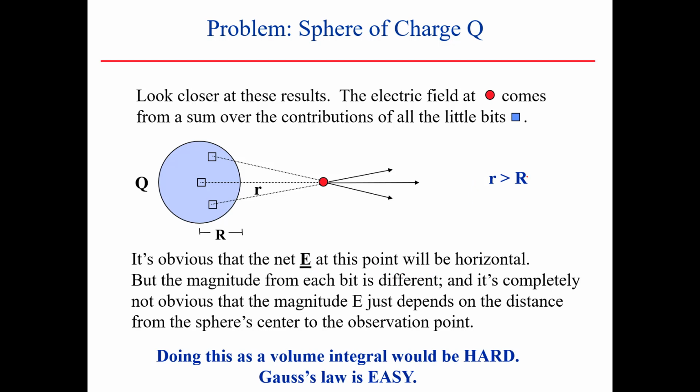So the same with the line charge that we considered last time, class, the y components cancel out. What remains is the electric field along the x component, the horizontal line. So the magnitude from each bit is different, and it's completely not obvious that the magnitude E just depends on the distance from the sphere center to the observation point. So doing this as a volume integral would be hard, but Gauss' law is easy.